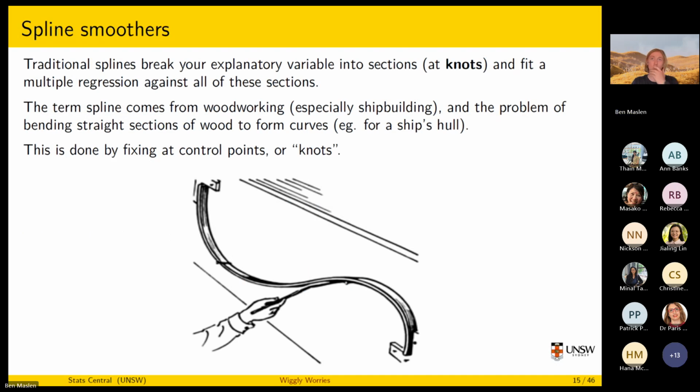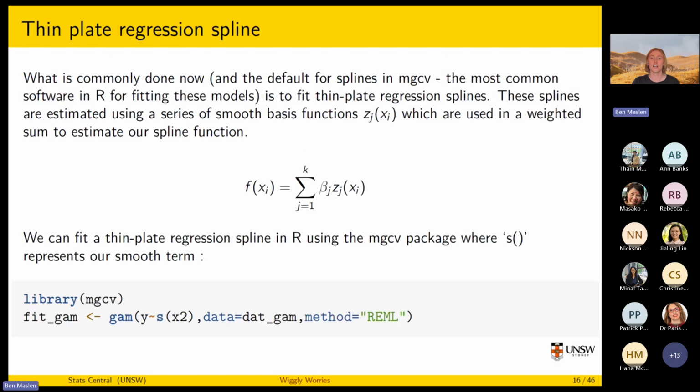The term spline actually comes from woodworking, especially shipbuilding, and the problem of bending straight sections of wood to form curves. Traditional splines would break your explanatory variable into sections at knots and fit multiple regressions against all of these sections. This is done by fixing at control points or knots. There are lots of different ways to do splines, so this isn't necessarily what everyone does, but this is the default in mgcv, and a lot of different splines are doing something somewhat similar to this, which is using basis functions, okay?